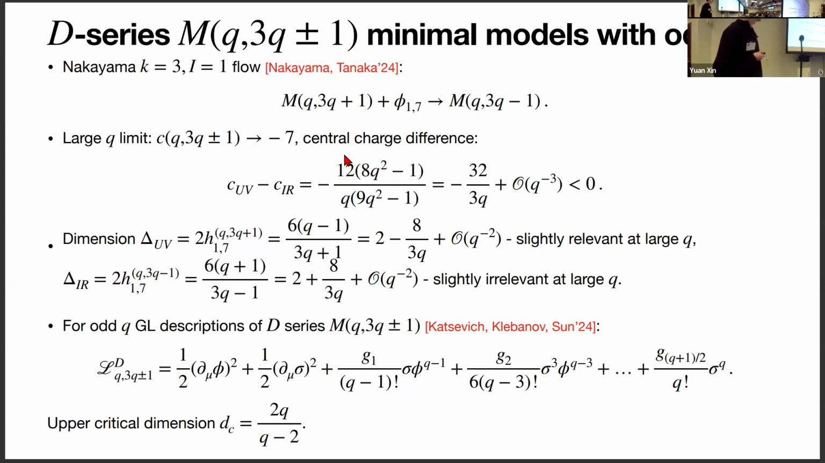Our proposal for this series is that it's also a two-field model, but the power is not 3, it's Q. So, for example, the next example is the M_{5,14} minimal model, and we have sigma to the 5th.